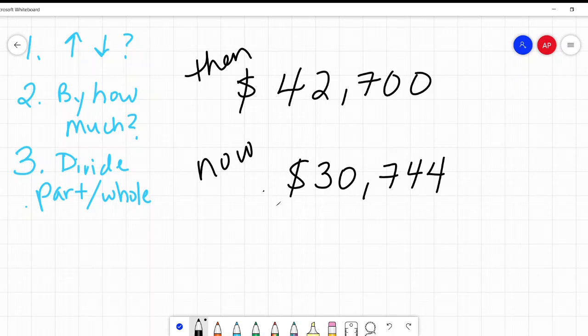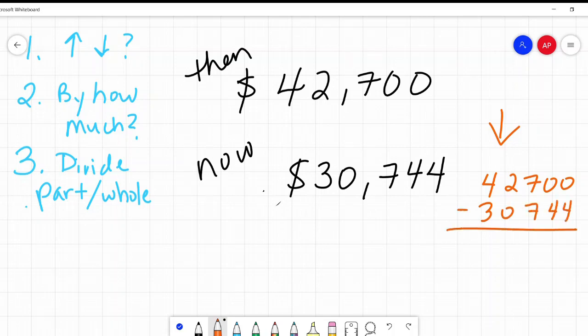I hear that. They said, by what percent did it go down? They've already told us. For step one, they've already told us it's going down. Cool. Thanks, word problem. Step two, by how much? We're going to subtract the smaller number from the larger number.